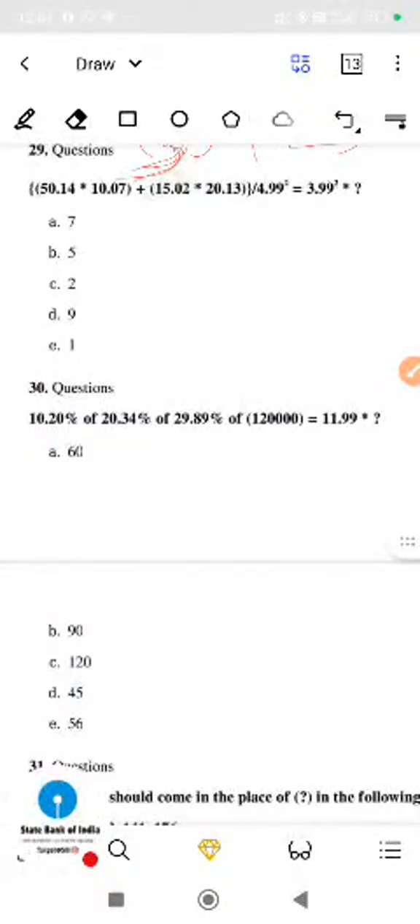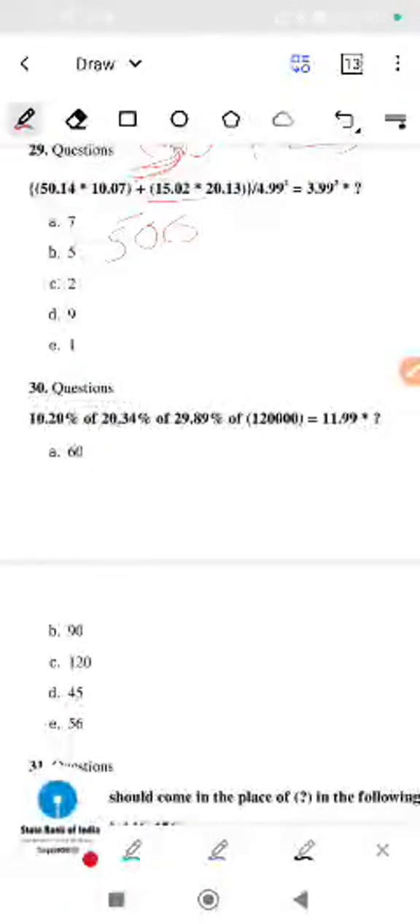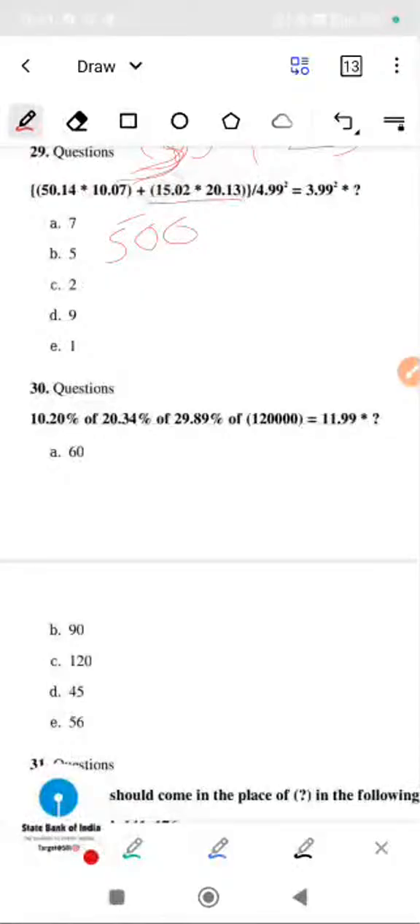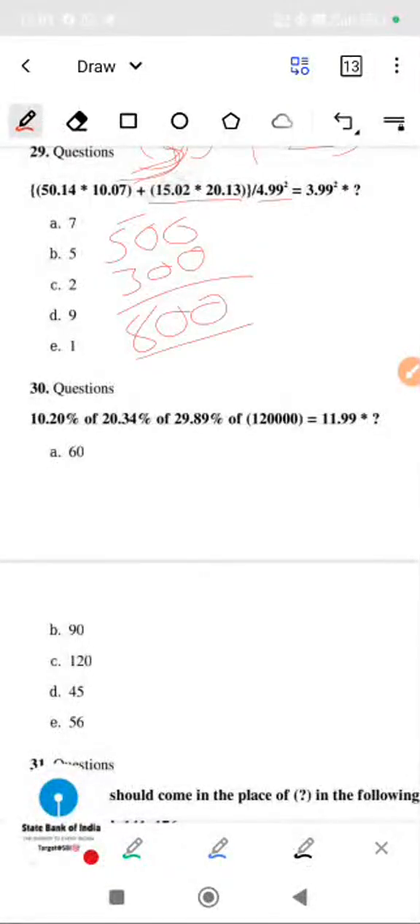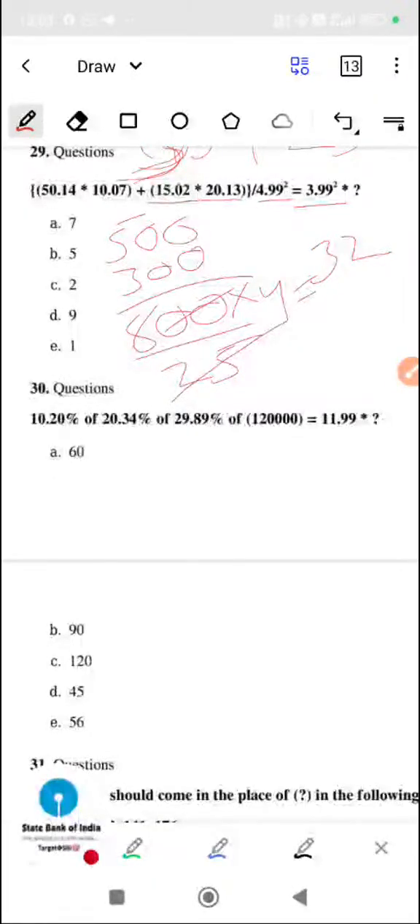Next, 29. 50 into 10, which will be 500. 500 plus 15 into 20, which will be 300. Total we have 800. 800 whole divided by 5 square, which is 25. So 25 and double zeros cancelled, and we have into 4 times 8, which will be 32. And here we have 4 square, which is 16x. So 16 2 times is 32. So answer will be 2. Option C is the answer for this one.